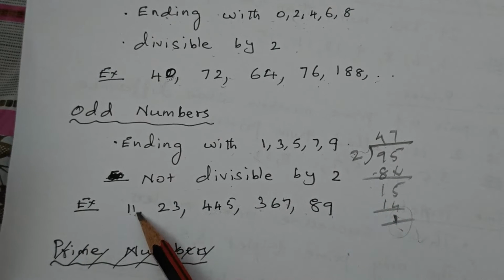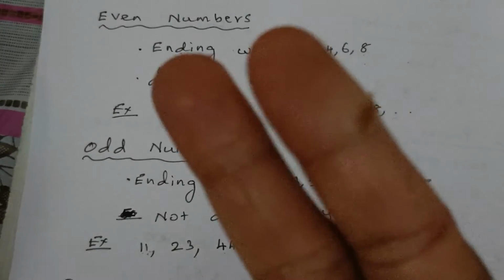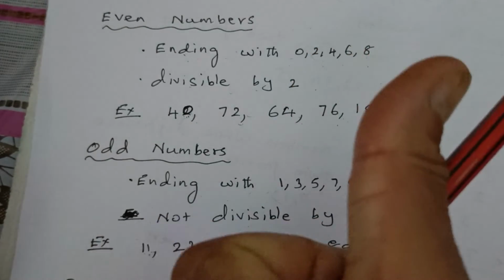See a few examples: ending with 1, ending with 3, ending with 5, ending with 7, ending with 9, or odd numbers. That is, when you pair into 2, 1 will be left without a pair.